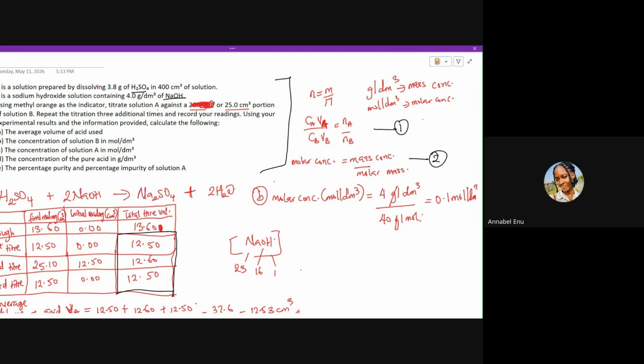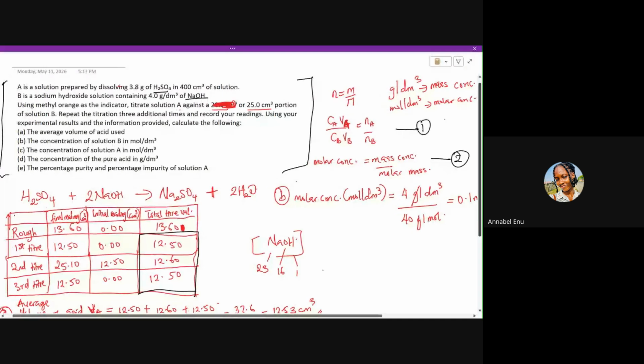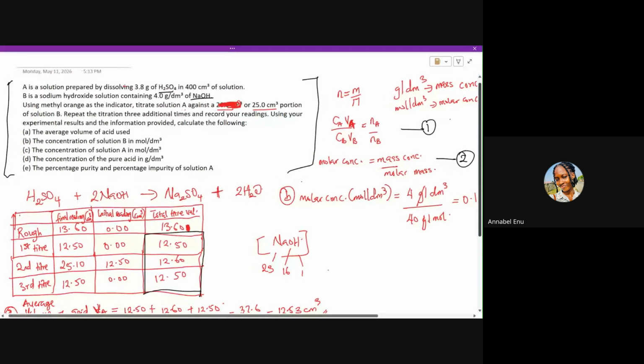Let's not go into the mathematics of what is happening here when this cancels out this, but this is what you get. All right, so we have answered the B to be 0.1 mole per dm cube. Now the next question says the concentration of solution A in mole per dm cube. Concentration of A. How do we get the concentration of A?